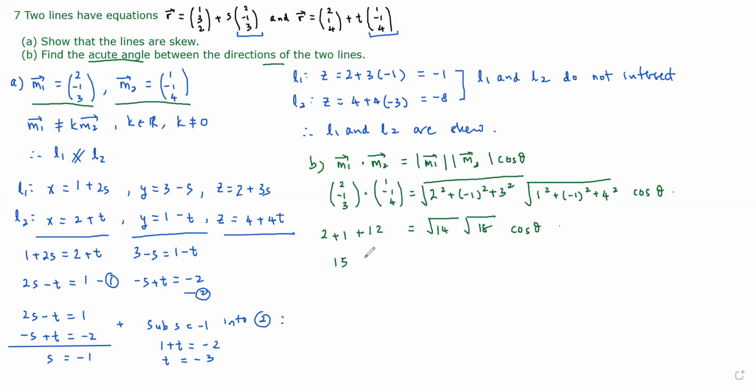That will give us 15 equals square root of 14 times square root of 18 times cosine theta. Then cosine theta is 15 over square root of 14 times square root of 18. Since this is a positive value, we do not have to use an absolute value. Theta is given by inverse cosine of 15 over square root of 14 times square root of 18, and that is 19.1 degrees.